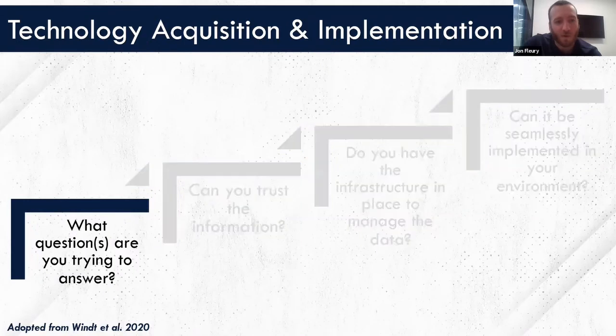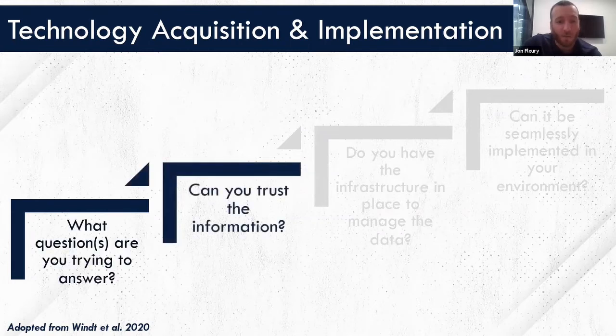The first one is probably the most important question: what question or questions are you trying to answer? Before you acquire or start using a new technology, have an understanding of what question you're trying to answer and how that technology is going to provide you the information to answer that question or solve that performance problem. The second one is, can you trust the information that that piece of technology is giving you? That goes back to, is the tech valid and is it reliable?